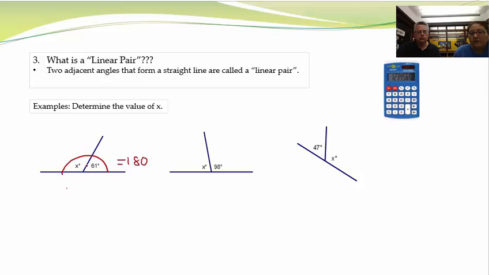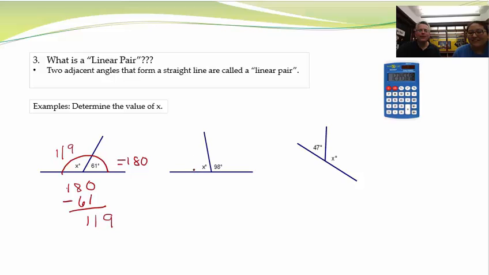So since we have the angle 61, we have to figure out what x is. So we have 180 take away 61. That would be 119. So this angle right here would be 119.